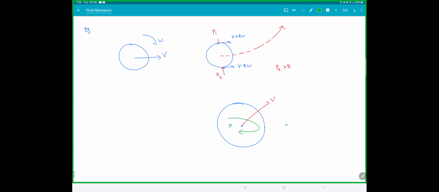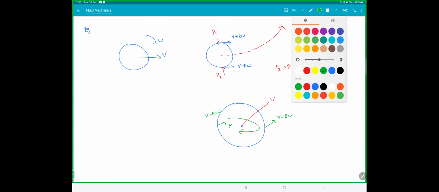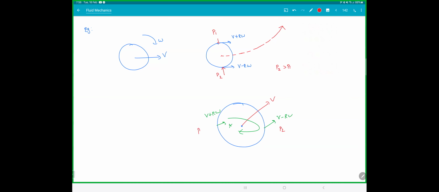Then you're rotating this way. So here the speed will be v minus r omega. Here the speed will be v plus r omega. And the pressure P2 and P1, this pressure is more. So this ball is going this way, but the force is acting this way. So the ball takes a turn.